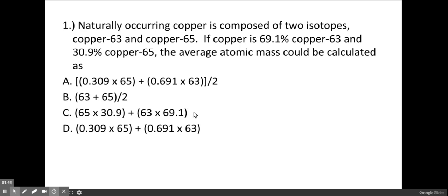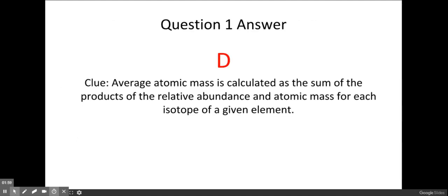The problem with C is that the percentages have not been changed to their decimal equivalents, and that needs to be taken care of. So A and D are our most reasonable answers, and as it turns out, D is the correct answer. We do not divide by 2. That would be assuming, again, a 50% distribution. That's sort of putting both kinds of averages, simple and weighted, together. So D is the correct answer.